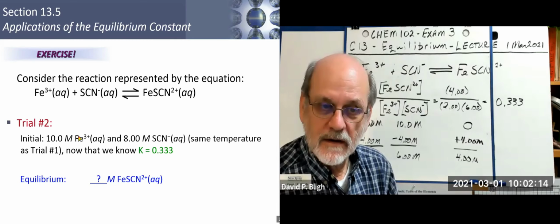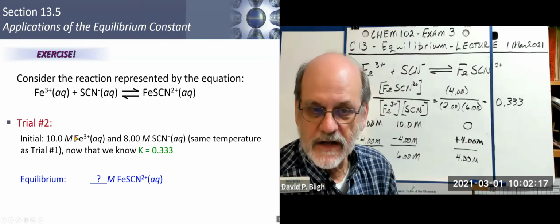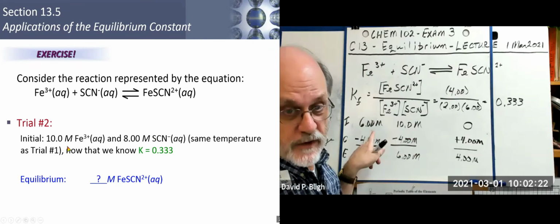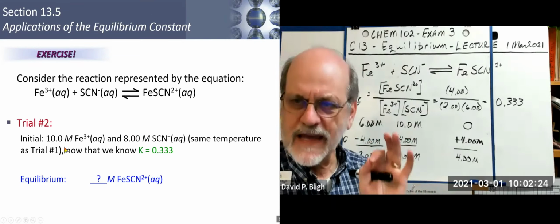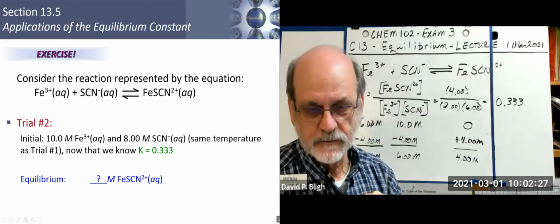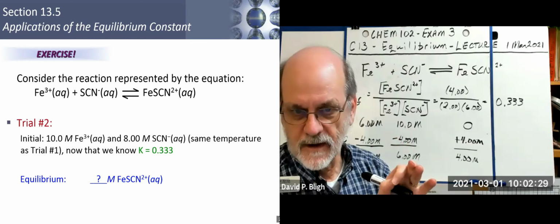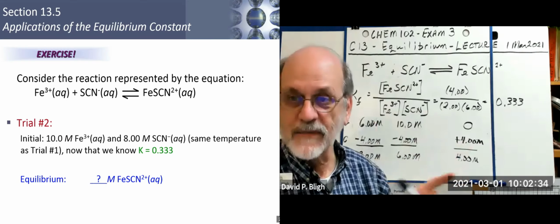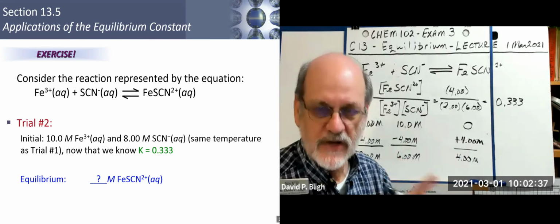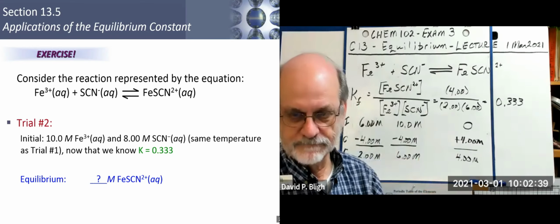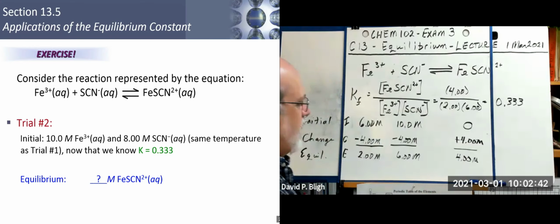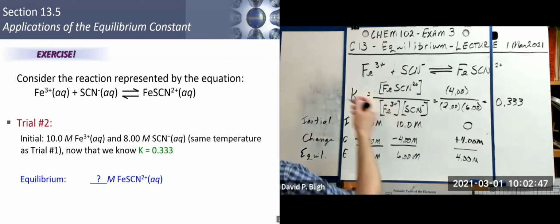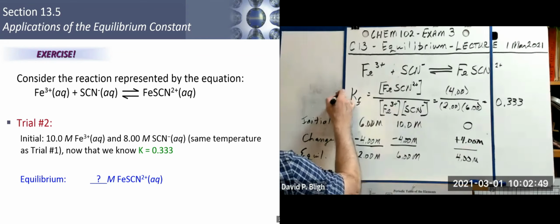Now, if we have an initial concentration of iron here, and we have a different concentration, I actually have 2 different concentrations. So we have a K value, and we're not changing the temperature. The K value is constant, but we're starting at a different place here and here. So that means the equilibrium position will be different. All right, so let's do that. We've got 0.33. Let's put that over here. We calculated that already.